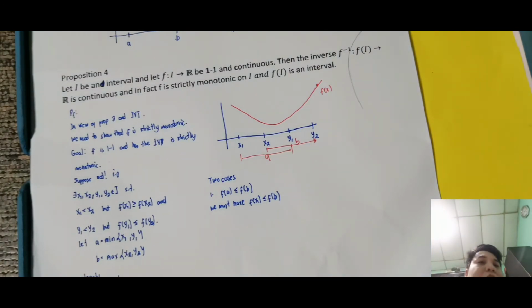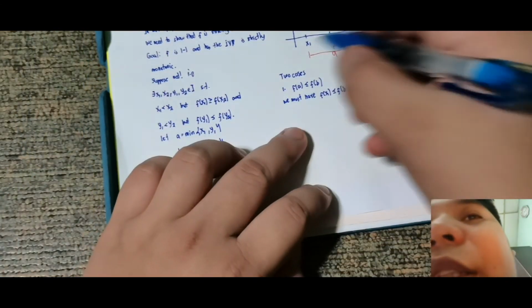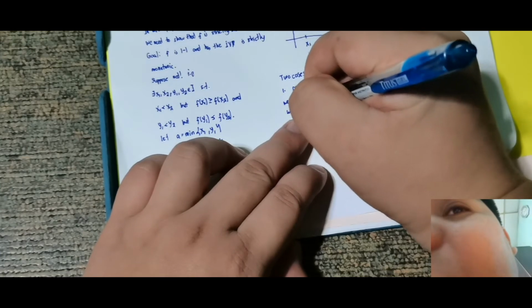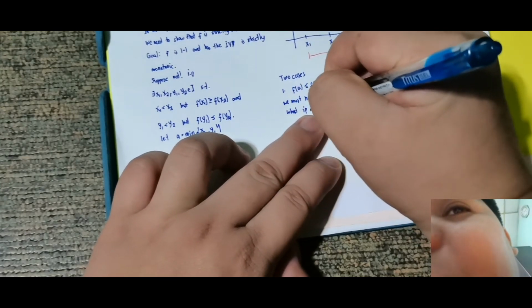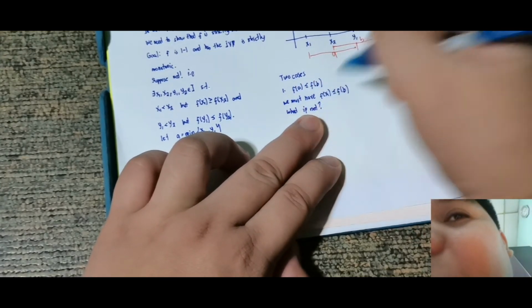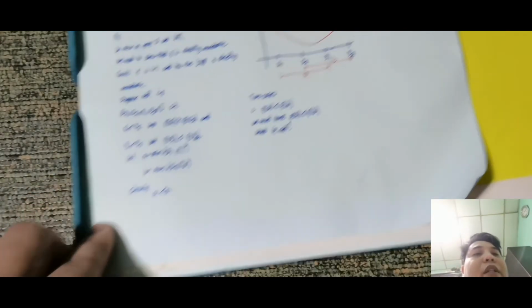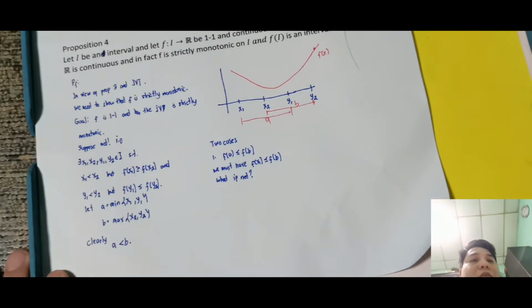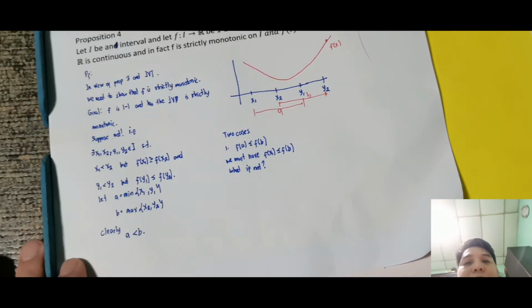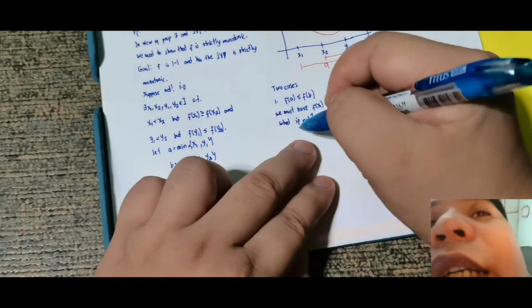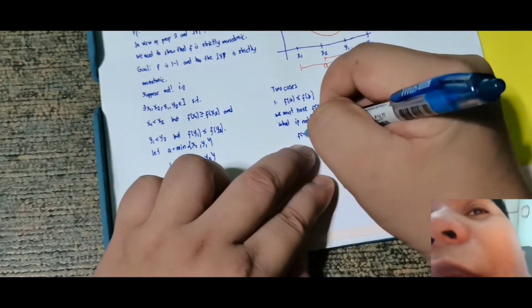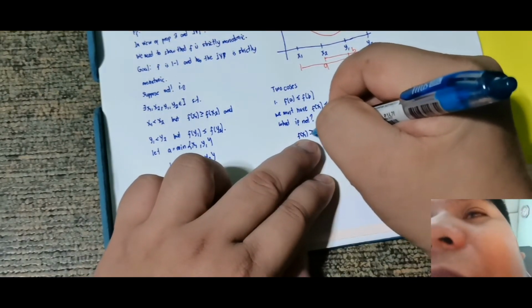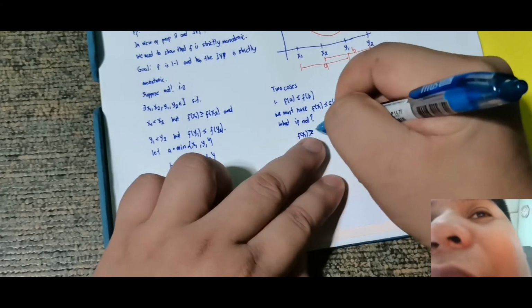Eh, what if hindi? Okay, so, what if not? So, ito yung tanong, what if not? So, what if hindi totoo yun? Yung f of x sub 1 is less than f of B. Kung ganun yung nangyari, ibig sabihin, kung si f of x sub 1 is not less than f of B, ang mangyari, yung f of x sub 1 is baka mas malaki kay f of B.